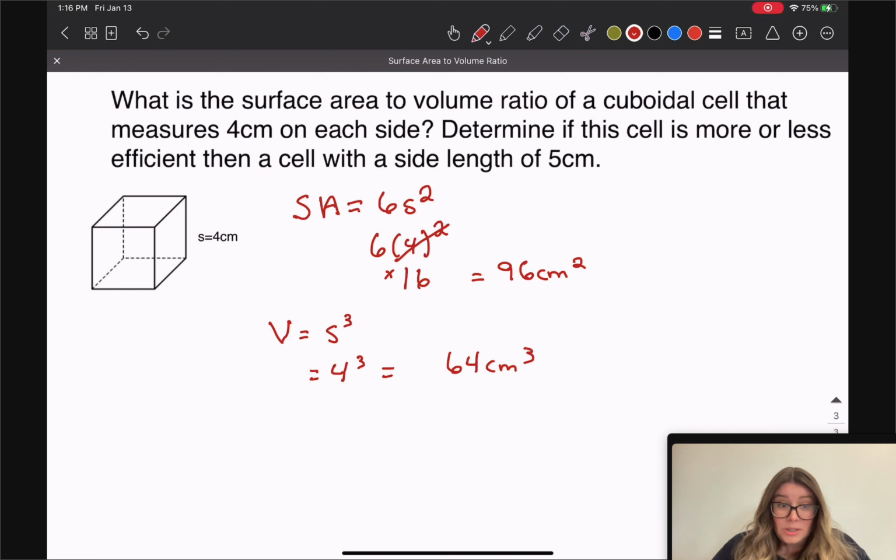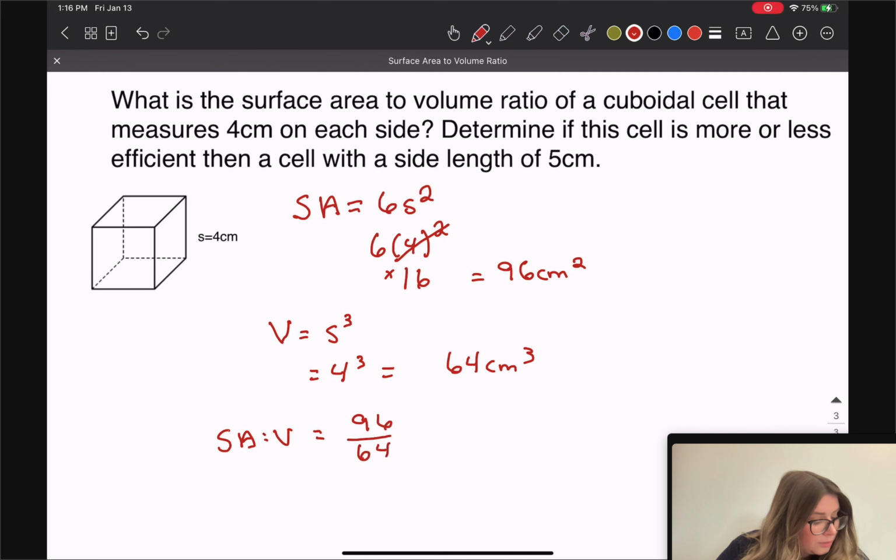Last step that we need to do to find the surface area to volume ratio is to divide these two. So we are going to take 96 divided by 64, and plugging that into our calculator, we get that our surface area to volume ratio is 1.5 or 1.5 to 1. So that's our surface area to volume ratio for our cell that has a side of 4 centimeters.